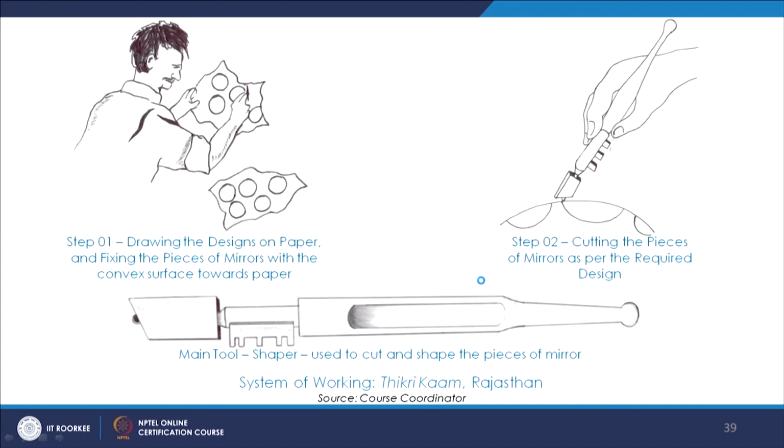These are some illustrations done by Harsh, one of the students at IIT Roorkee, and here he has tried to illustrate the step-by-step process of creating one prototype, which is a table covered with convex mirror throughout the surface. So step 1, drawing the designs on the paper, then cutting the pieces of mirrors as per the required design. And this is the main tool, the shaper, which is used for cutting and shaping.